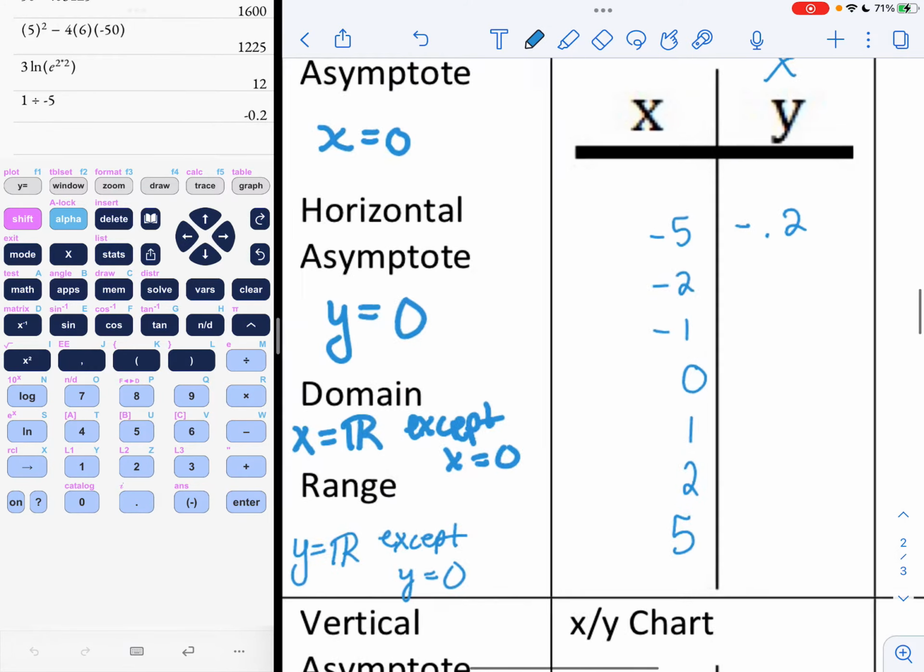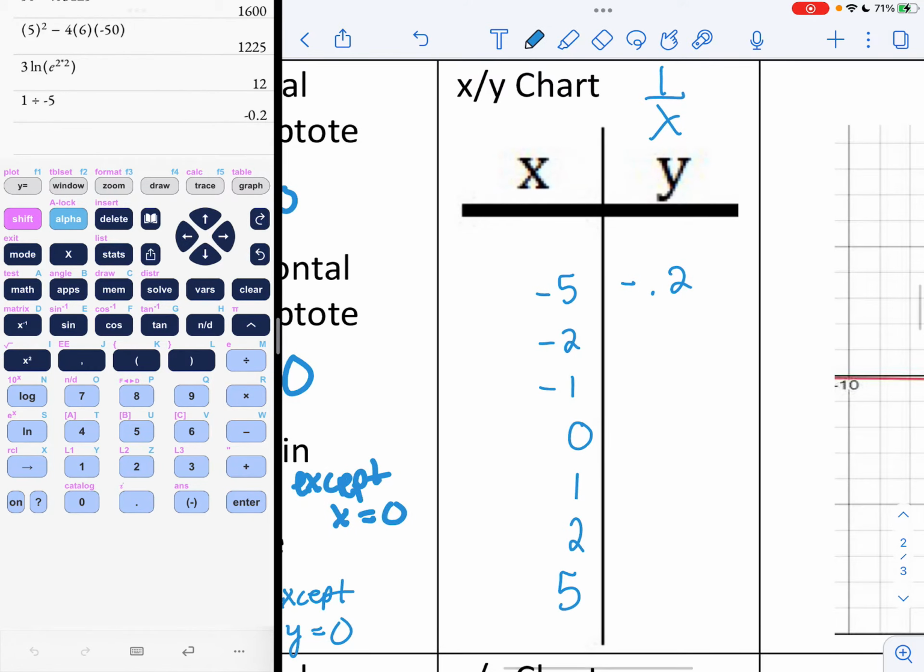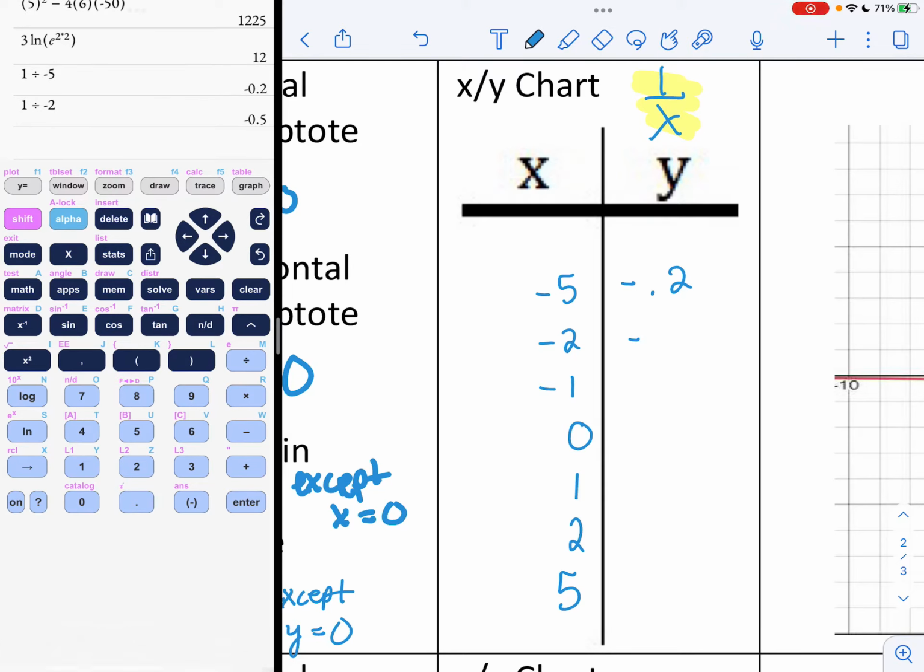I'm going to zoom in right here so I don't have to scrunch my handwriting. Now remember, I'm plugging them into this original equation. So I'll do 1 divided by -2, and I get -0.5. And if I plug in 1 divided by -1, remember I'm putting the values in for x, I end up with -1. Now if I try to do 1 divided by 0, I'll have no real solution. This is because this is where my asymptote is. So I'll just write no answer.